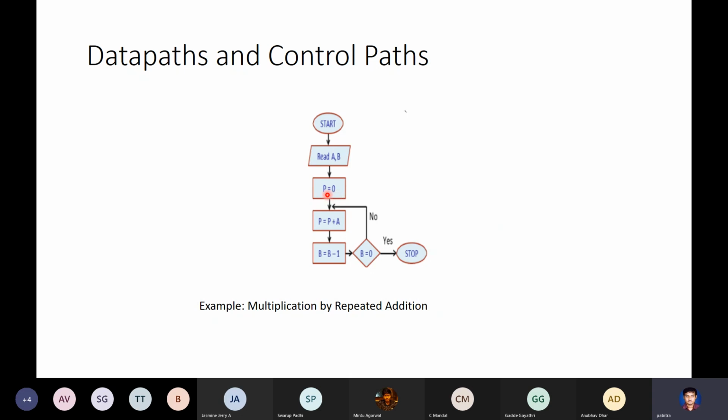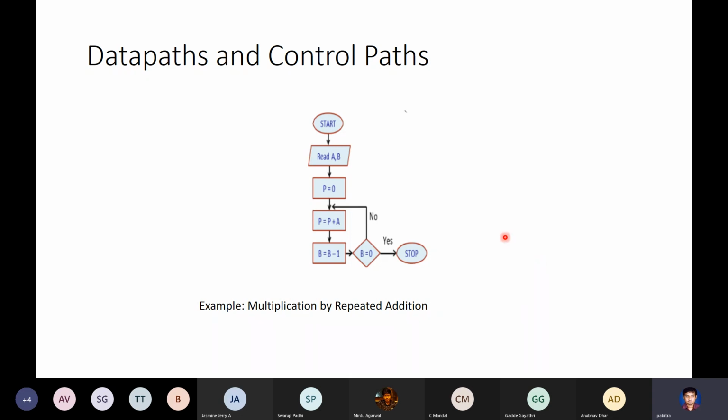Oh, no, this is a data load. P equal to 0 is a data load. We need an adder here. We need a decrementer here, and we need a comparator here. So these are the elements we will need in the data path. So the data path will consist of three registers, A, B, and P, and three operations, an adder, a decrementer, and an equality comparator. These all will be part of the data path.